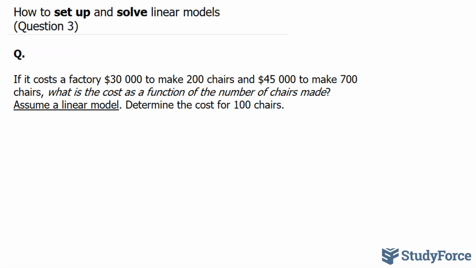The first thing that you have to determine now that you've read the question is what is the independent variable and what is the dependent variable. In other words, what is our x and what is our y? You'll notice that the cost depends on the number of chairs that the factory makes. So the cost, which we'll represent as the letter y, is the dependent variable. Therefore, the number of chairs is the independent variable and we're going to give it the letter x.